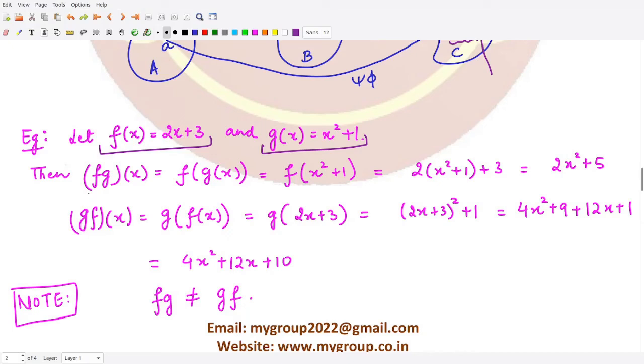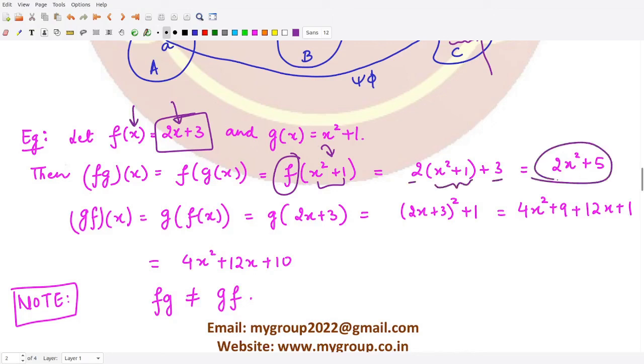Now we are to calculate what is f of g of x and what is g of f of x, correct? So let's first calculate f of g of x. This is calculated when you apply f onto g of x. And what is g of x? It is x square plus 1. So you have to write this g of x, that means x square plus 1, as the input into the function f, and the function f of x is defined as 2x plus 3. So in place of x you are to write x square plus 1. So 2 times x square plus 1, plus 3. So when you solve, you have this thing.